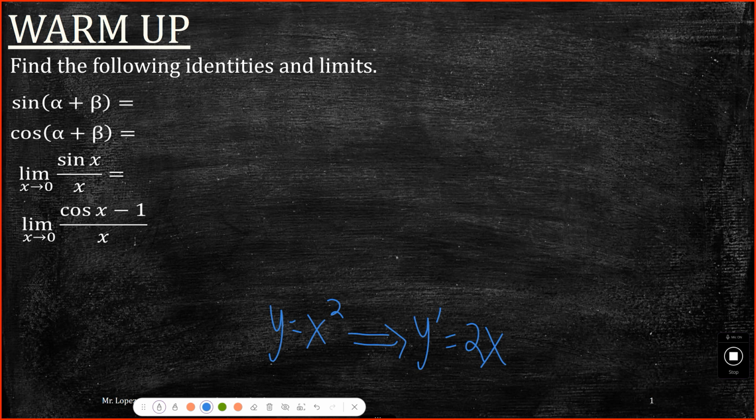So we're gonna jump into what's the derivative of sine? What's the derivative of cosine? What's the derivative of exponential functions? And so what we're gonna do here for the first like 30 minutes maybe is prove those derivatives, so sine and cosine. And we need to know this from pre-calculus. So find the following identities and limits.